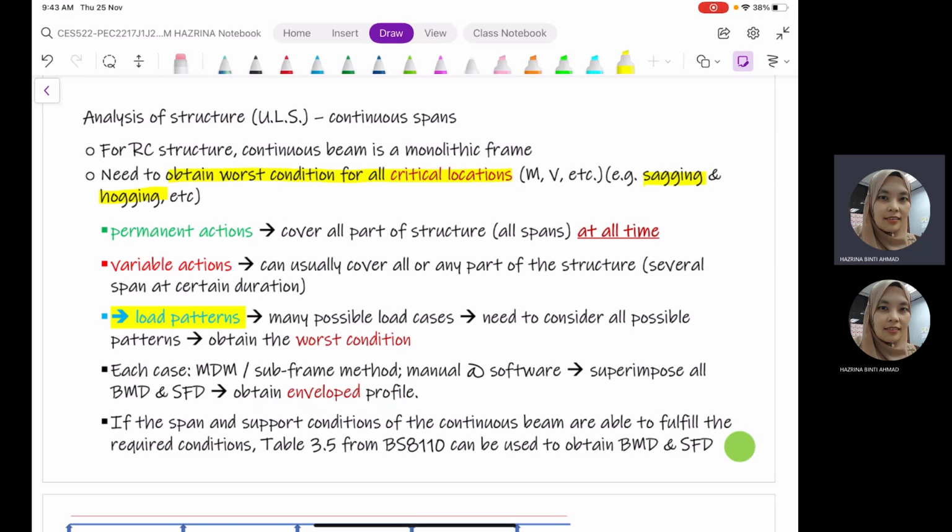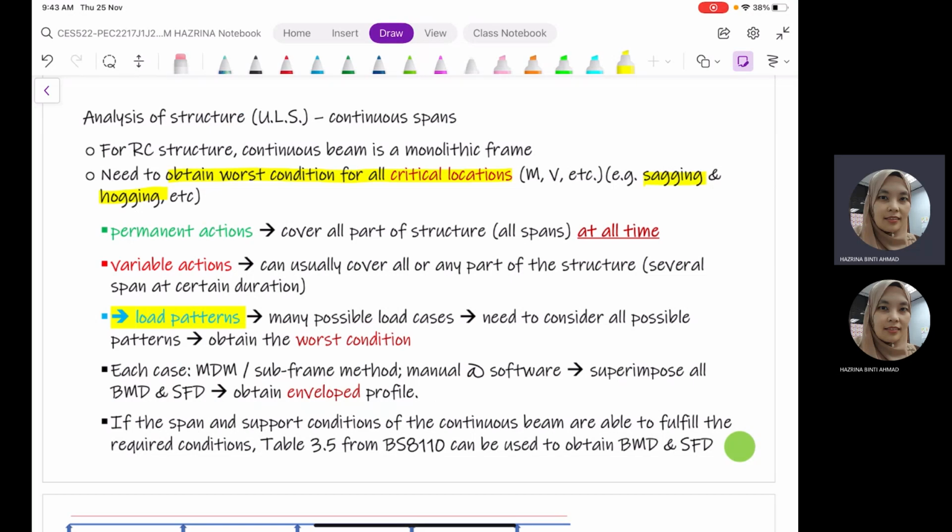The loads that we will be considering for the beam are the permanent actions as well as variable actions. The permanent actions cover all parts of the structure, where we consider all spans at all times. So we will always have this permanent action, regardless of the alternate loadings that we are considering in our beam. So that is for the permanent actions.